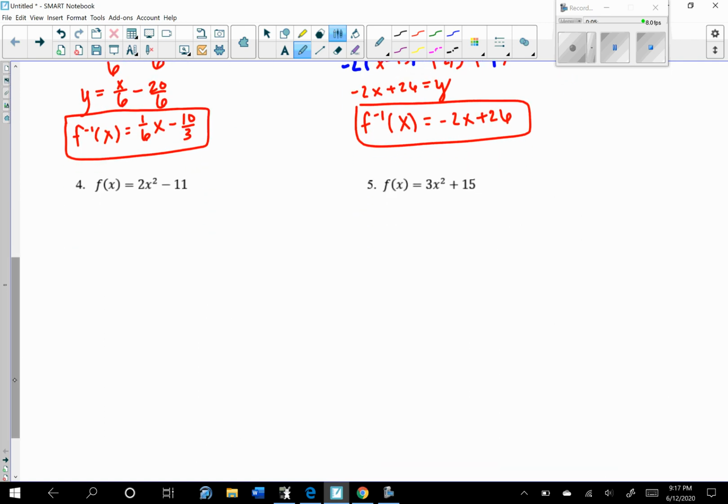Looking at question 4, notice that this is not a linear function like the last ones that we did. This is quadratic, so the same rules apply. So we have y equals 2x squared minus 11. Switch your x and y's, and PEMDAS backwards.